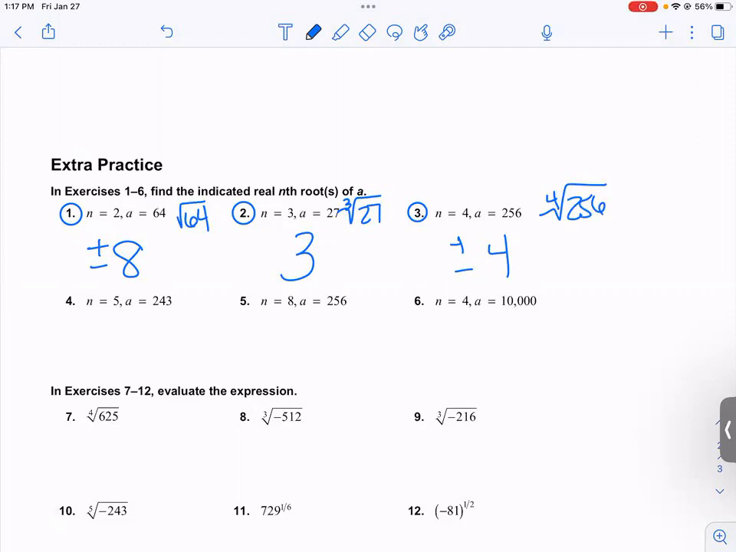I have a question that I think you should listen to the answer. Number 2 is not plus or minus because it is an odd root. Even roots, we need the plus or minus. Odd roots, we just have, if it's positive, or if this were negative 27, it would be a negative 3.